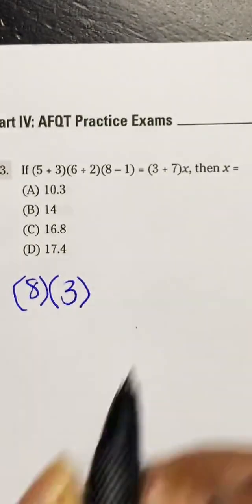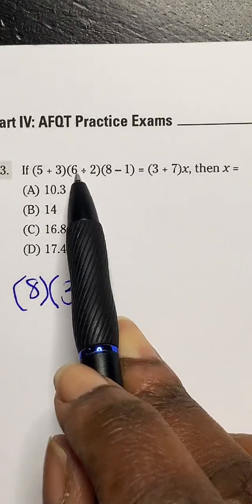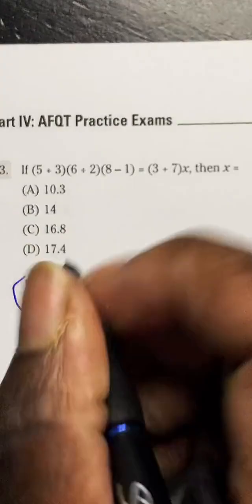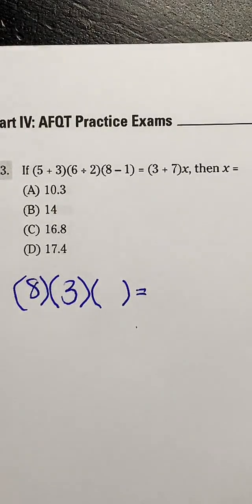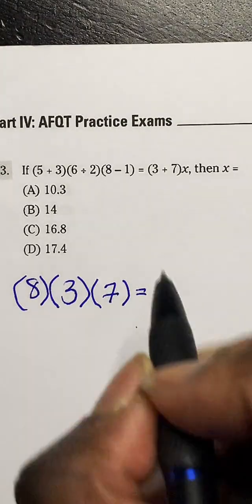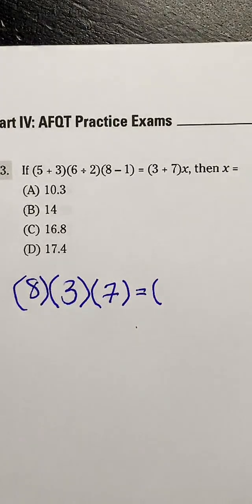All right. So we had our 5 plus 3 that gave us our 8. Our 6 divided by 2 gives us our 3. What's our 8 minus 1? Thank you for your volunteering. We've got our 7s. Good. All right. So now over here, we're going to have 3 plus 7. So 3 plus 7 gives me what?